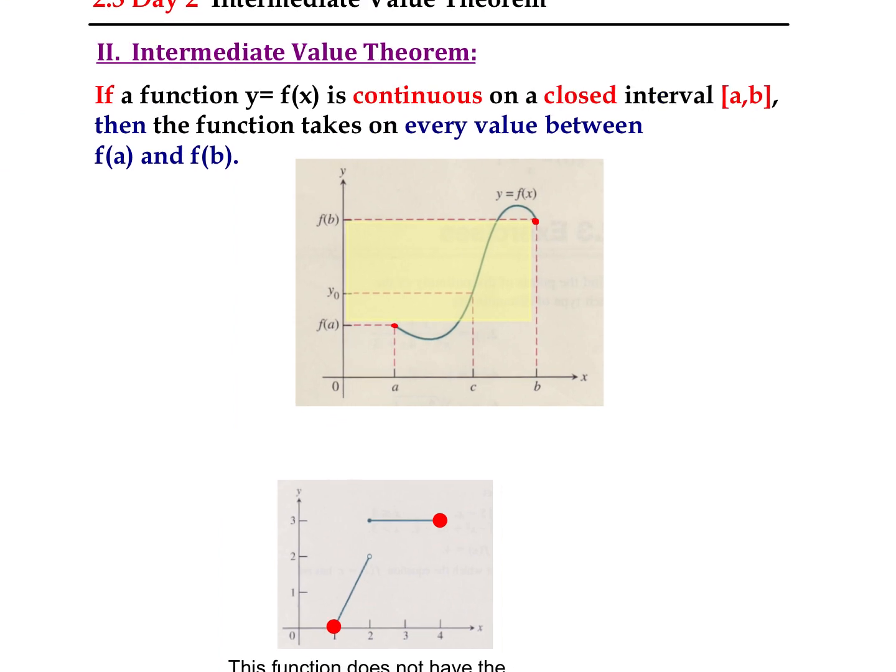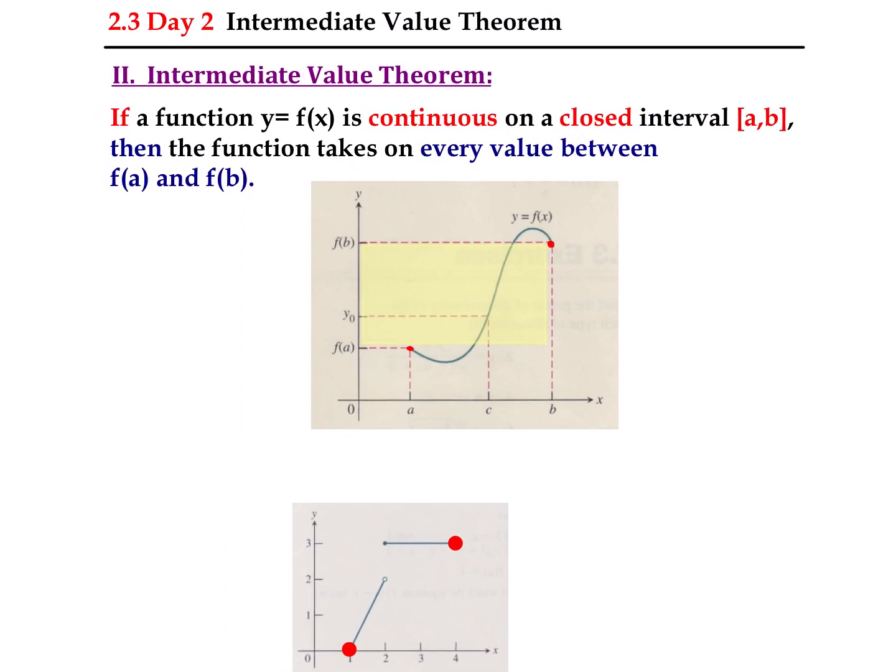If you have a function that is continuous on a closed interval, so x values from a to b, then the function has to take on every single y value between whatever f of a was and whatever f of b was. So between these 2 points, every single y value will be hit by this function at some point, maybe multiple times, who knows.